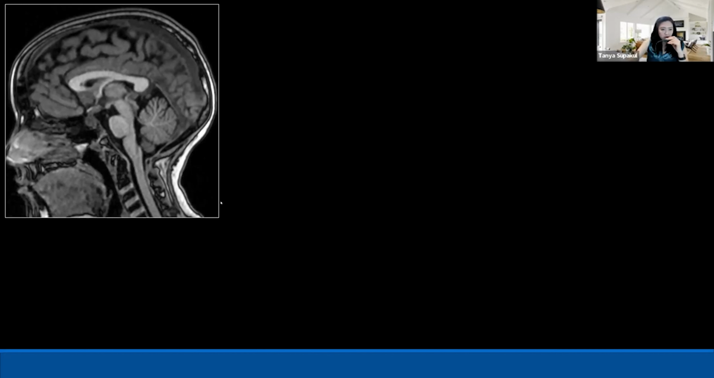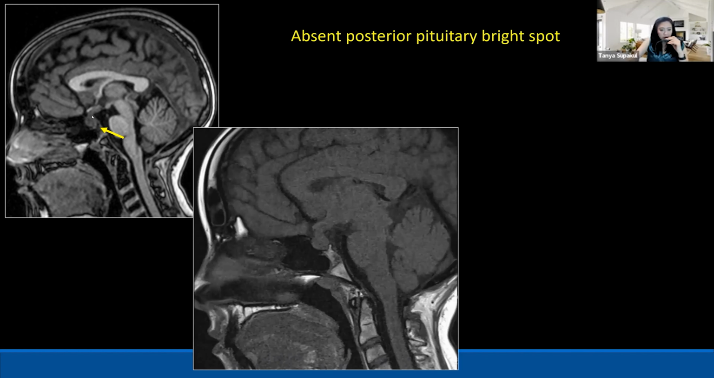I want to show you this patient. This patient came to the clinic with diabetes insipidus. We have the scan, sagittal T1 image, with absence of the posterior pituitary gland. We don't see any ectopic location of the posterior gland. And then we see the thickening of the pituitary stalk on the zoomed-up image here.